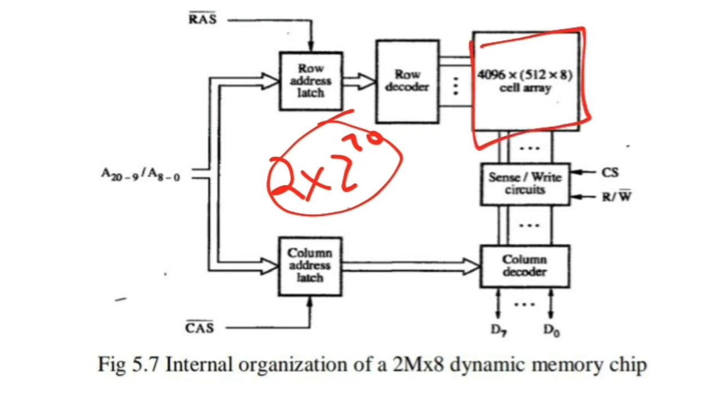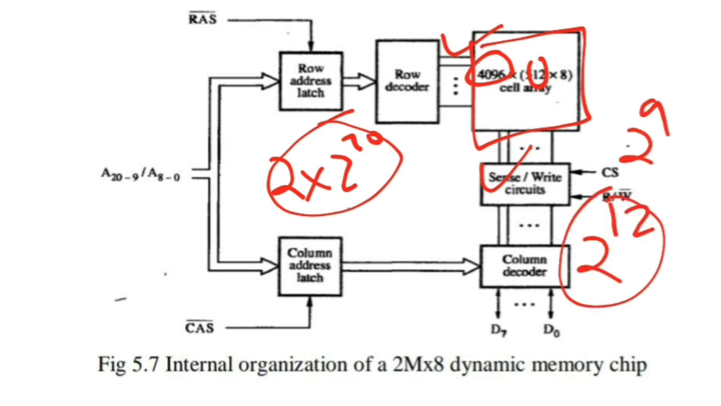Now how will we do that? We'll have this divided into rows and columns. How many rows will be there, how many columns will be there? 4096 rows, that is 2 raised to 12, will be there and 512 columns, that is 2 raised to 9 columns. That means 4096 rows and 512 columns. That will be distributed accordingly.